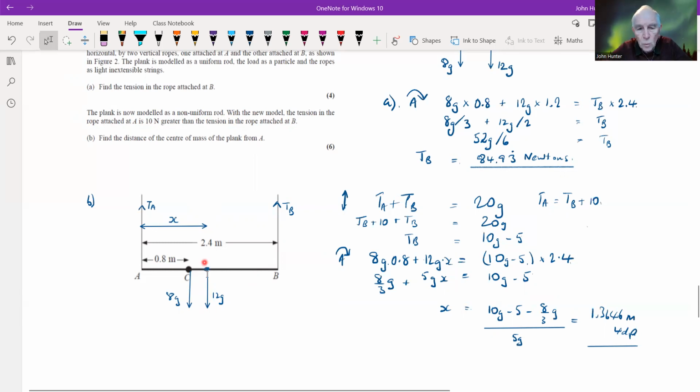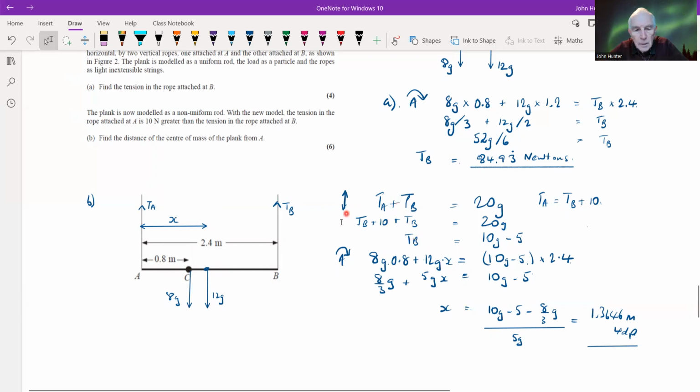12G, which is the weight due to the mass, has moved somewhere. It's kind of moved away from the middle. We don't know, so we're just going to call this X as a kind of holding measure, and it's not going to be 1.2 anymore. So how do we resolve this one?